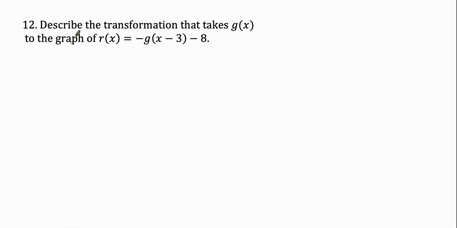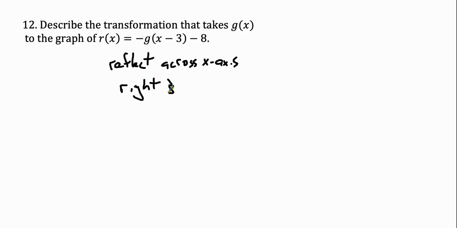Same idea on number 12, right? So a negative sign on the outside in this case, I'm taking the opposite of y, so that would be a reflection across the x-axis. This minus 3 on the inside, that would mean right 3, and then minus 8 on the outside would be down 8.